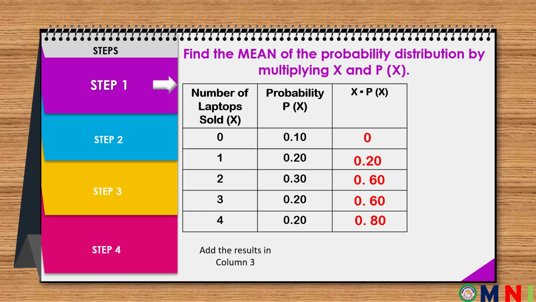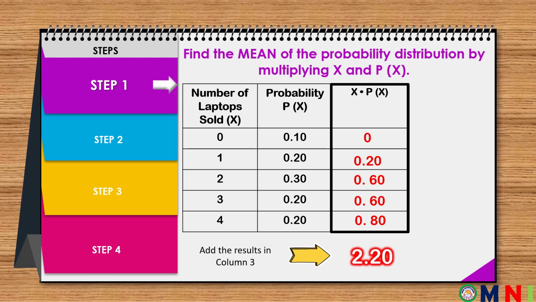Next, add the results in column 3. So we have here 0 plus 0.20 plus 0.60 plus 0.60 plus 0.80. That would give us an answer of 2.20. And this will be our mean.